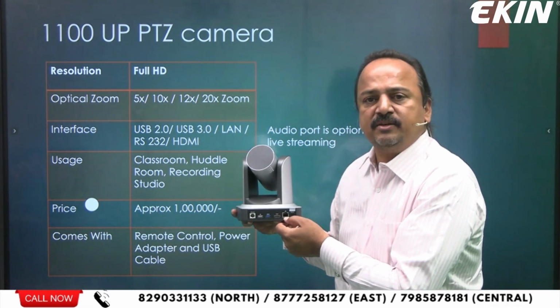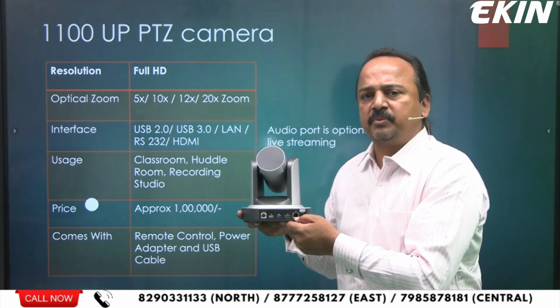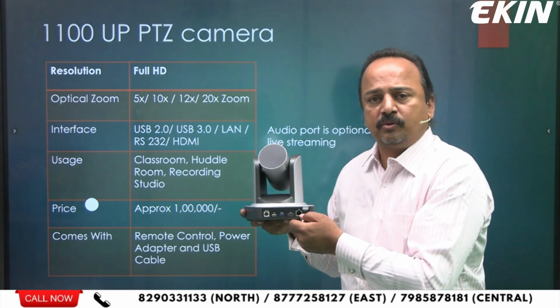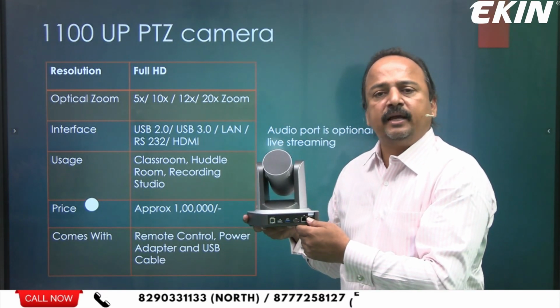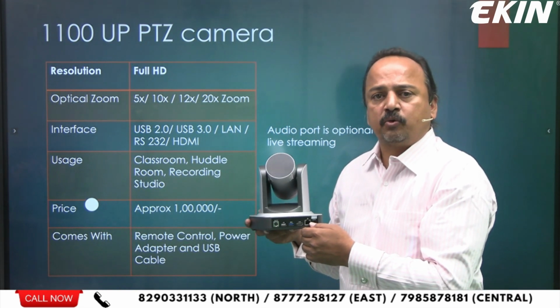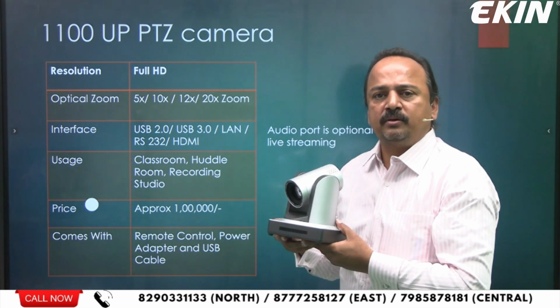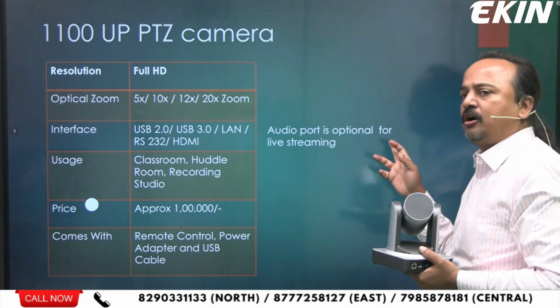Once again, LAN is given here so that you can control. If you have any joystick or something like that, you can control from the LAN. It has a firmware inside it which can be used from anywhere and can be controlled. So this camera can be controlled. Once again, you have the option here: audio port is optional.